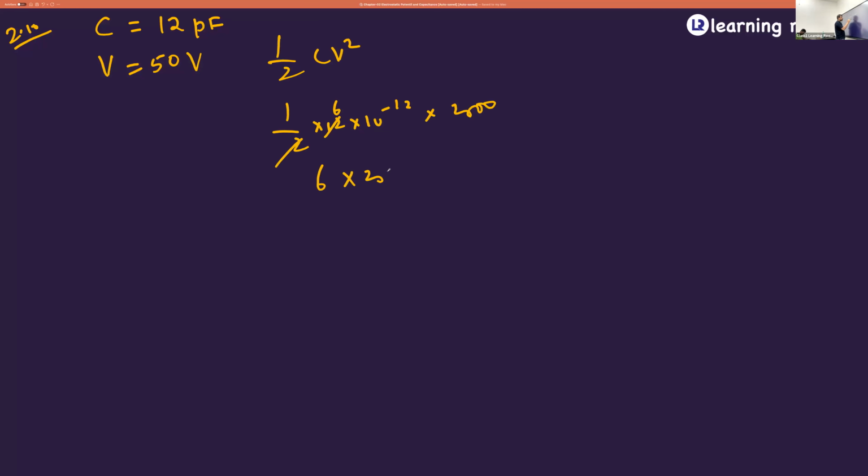So 6 into 25 into 10 power minus 10. So 6 into 25 is 150. So 150 into 10 power minus 10. Or you can write 15 nanojoule. So you'll have 15 into 10 power minus 9 joule. You will have 15 nanojoule.